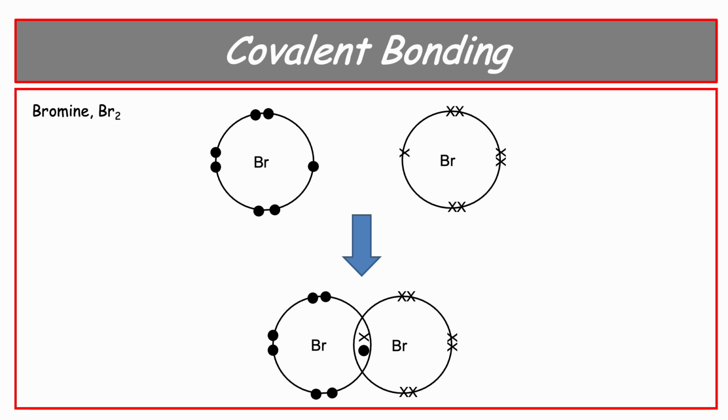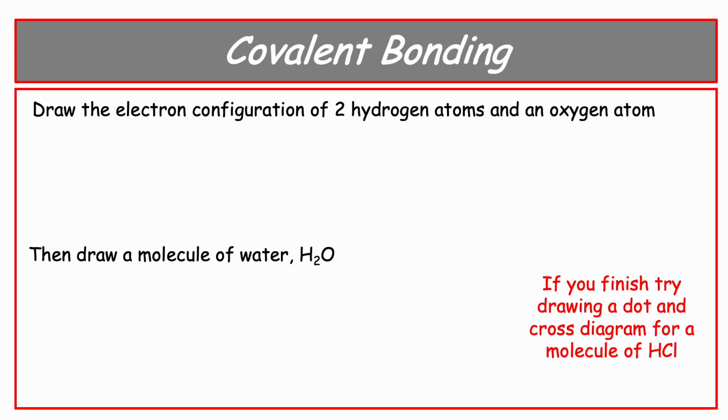If I count, I've got 1, 2, 3, 4, 5, 6, 7, 8 electrons surrounding that bromine atom, and 1, 2, 3, 4, 5, 6, 7, 8 electrons surrounding this bromine atom. Both have access to 8 electrons in the outer shell, so they are both stable. So let's look at an example of water. So pause the slides and have a go at drawing a dot and cross diagram for water.